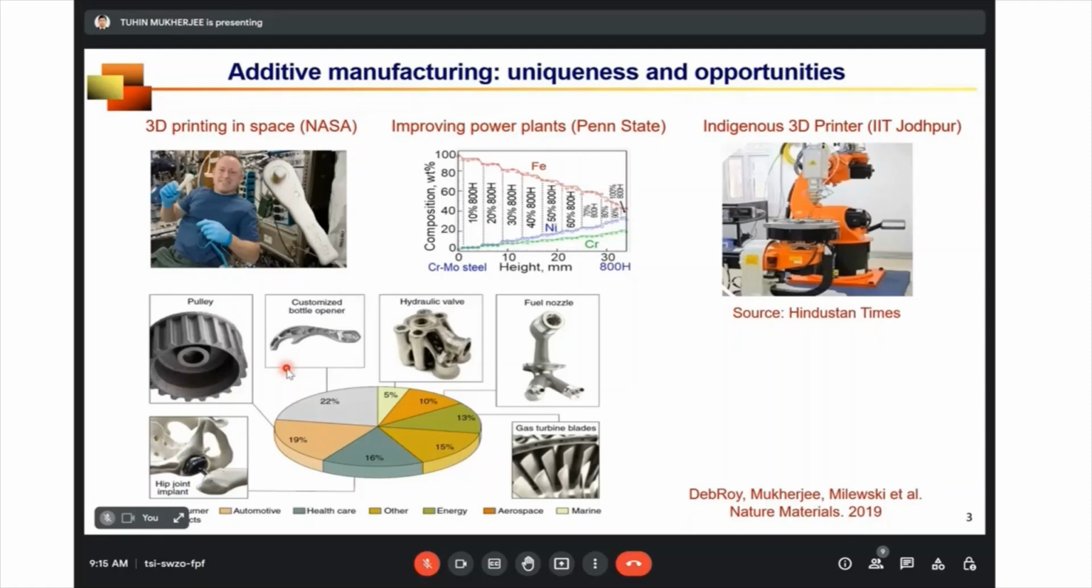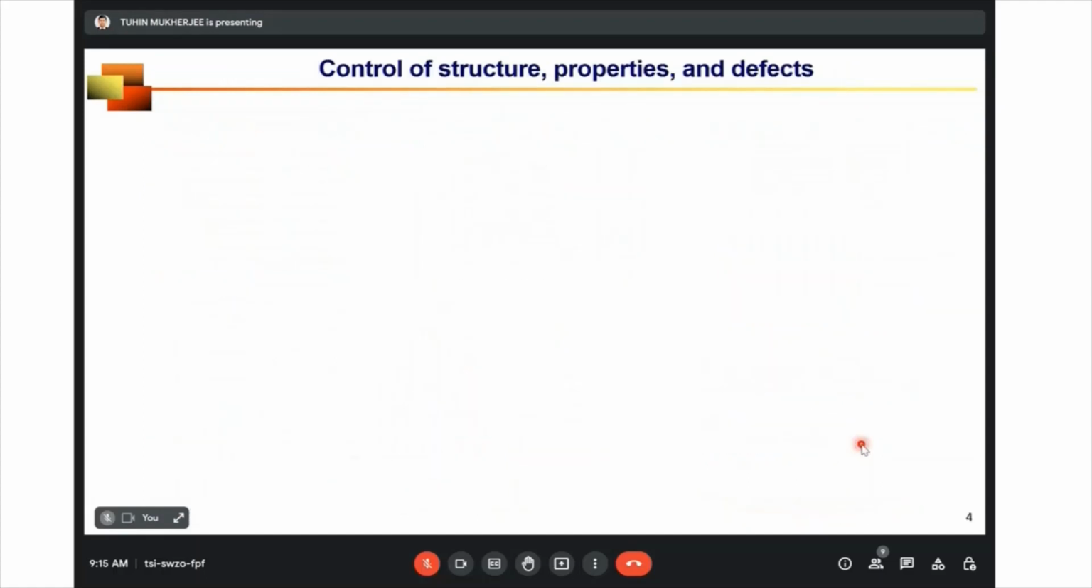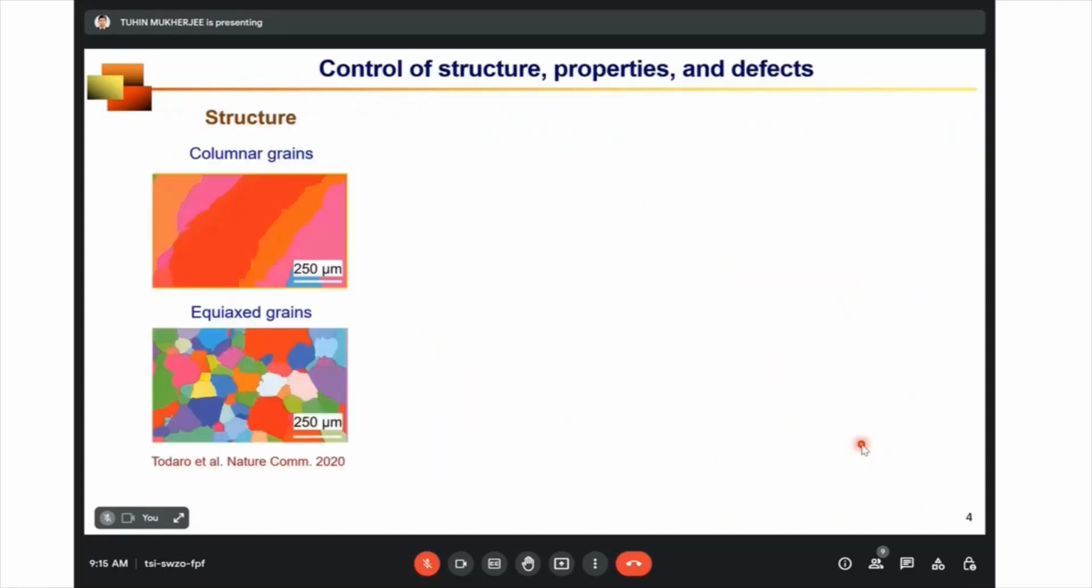So what are the problems? Among more than 5,000 commercial alloys that we have now, only a handful can be additively manufactured. And why is that so? Because we still do not successfully control the structure, properties, and defects. So, what do I mean by structure, properties, and defects?